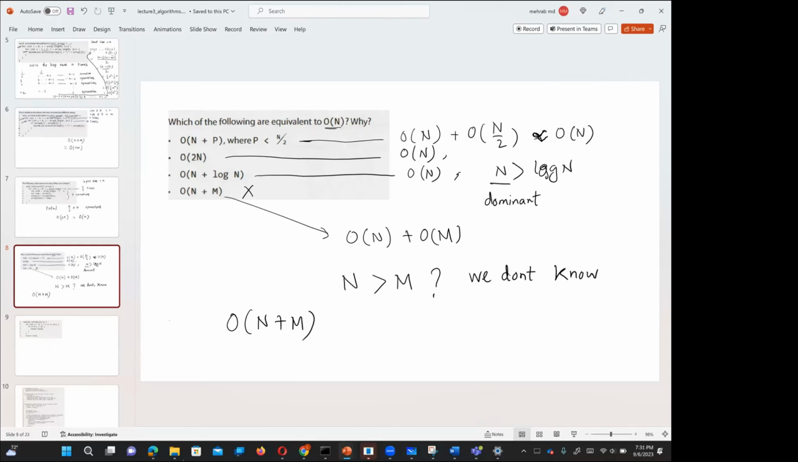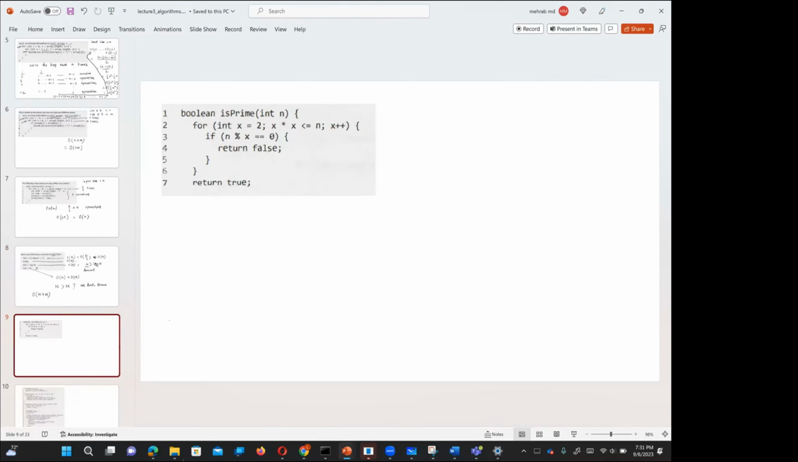Nothing? Okay, let's move to the next one. Here is a function, and as you see, the name of the function says what it's doing. Given any number n, this function returns whether that number is prime or not.